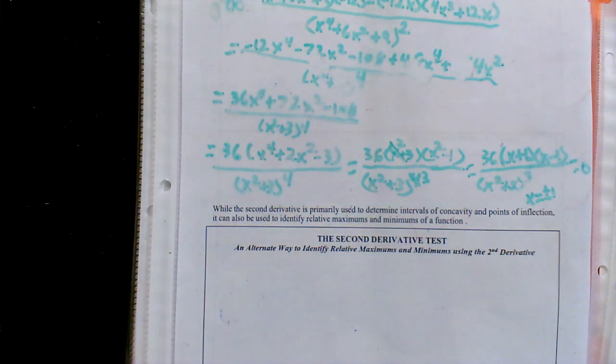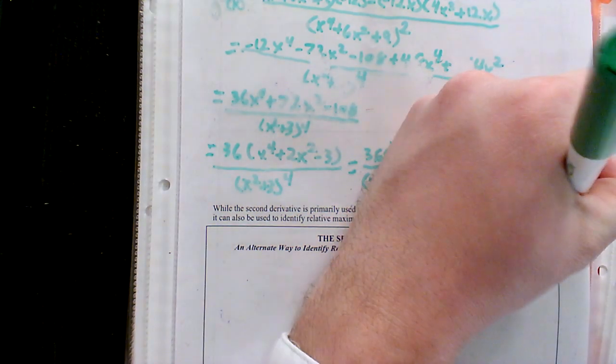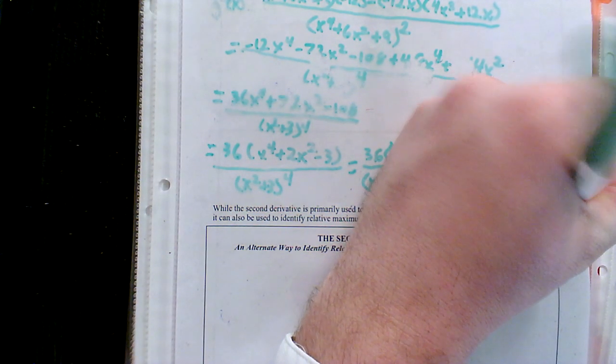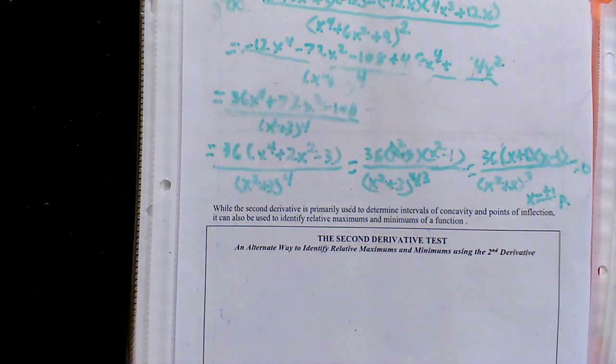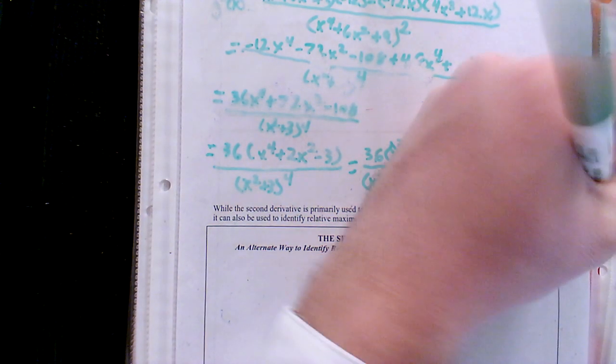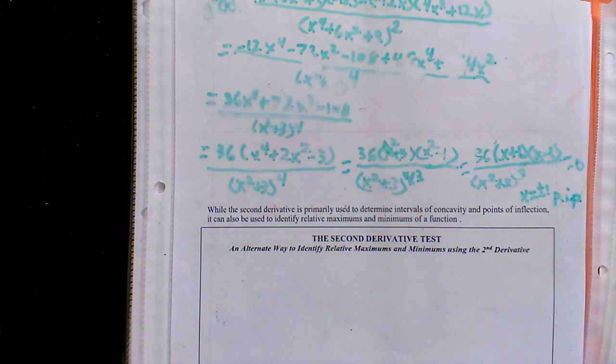And since this is the second derivative, those are possible what? Points of inflection. Yeah, possible inflection points. So x equals plus or minus 1, those are possible inflection points. We don't know for sure yet that they are, but it's possible that those two values could represent inflection points.